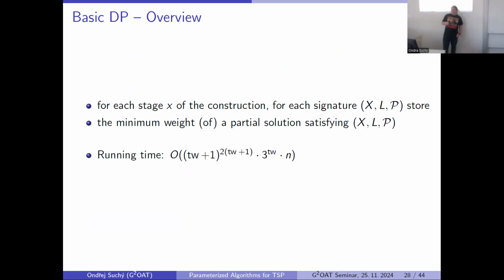So basic DP is just for each stage of the construction, and for each signature, you save the minimum weight of a partial solution that satisfies the signature, and you get some runtime, which is roughly treewidth to treewidth times some other terms, and linear in the size of the input. You can improve it.